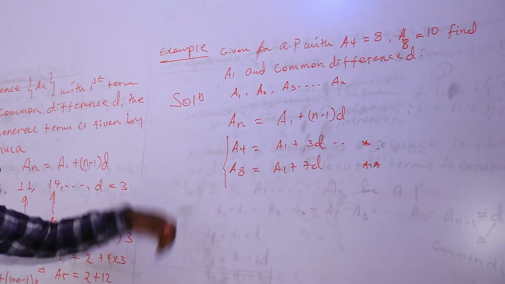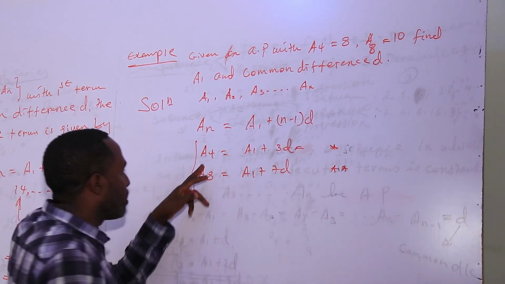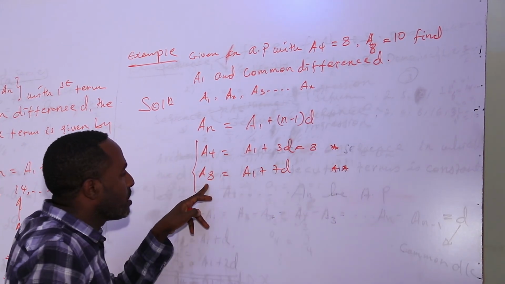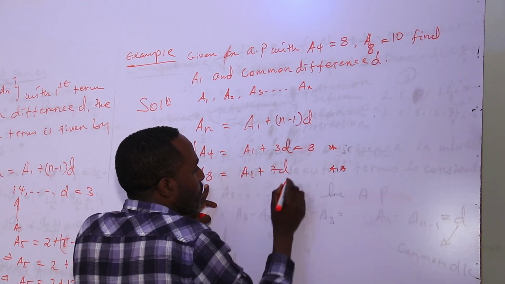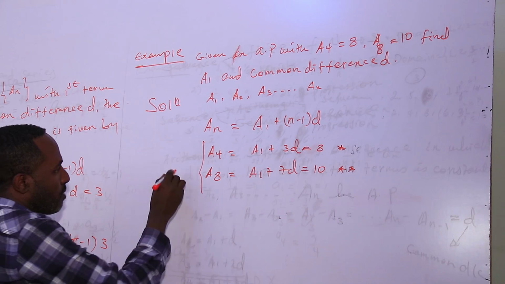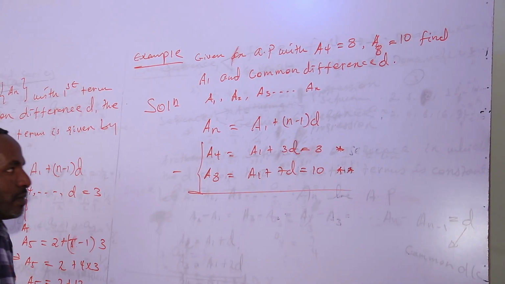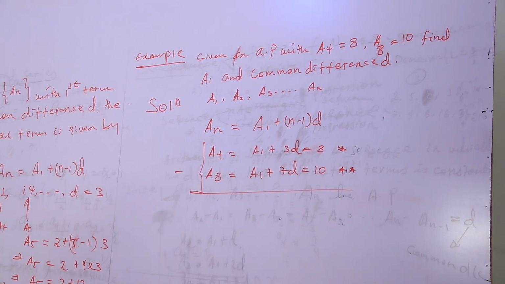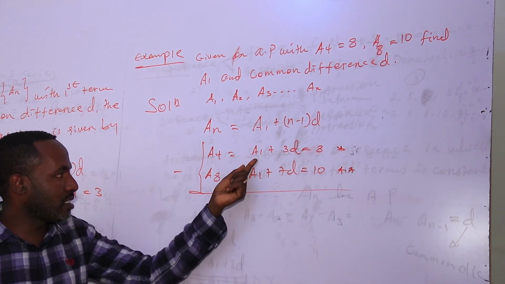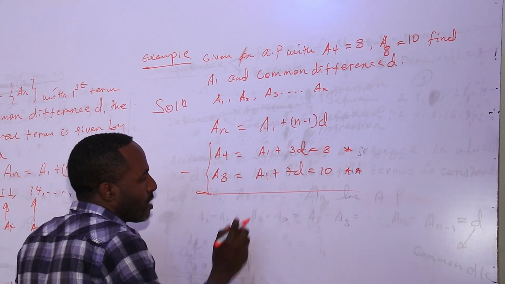The given information is that the fourth term is 8, and the eighth term is 10. So if you subtract these, we can eliminate one of the variables, either A1 or the common difference D. For the time being, eliminating the variable A1 is simple, so that A1 minus A1 is 0.